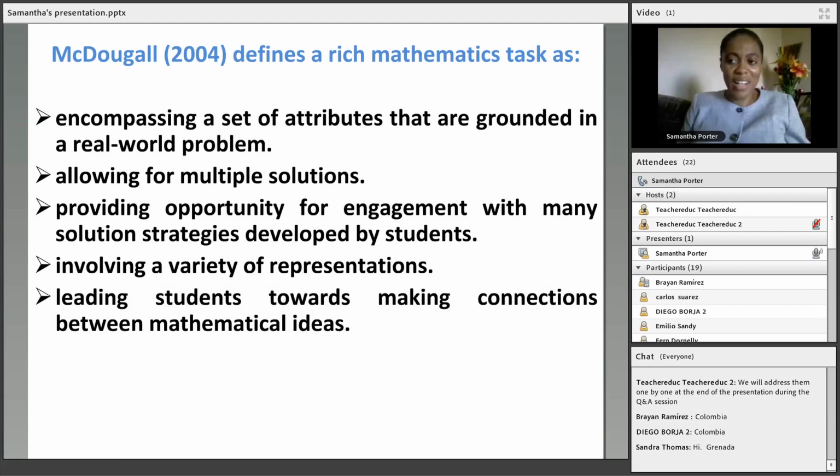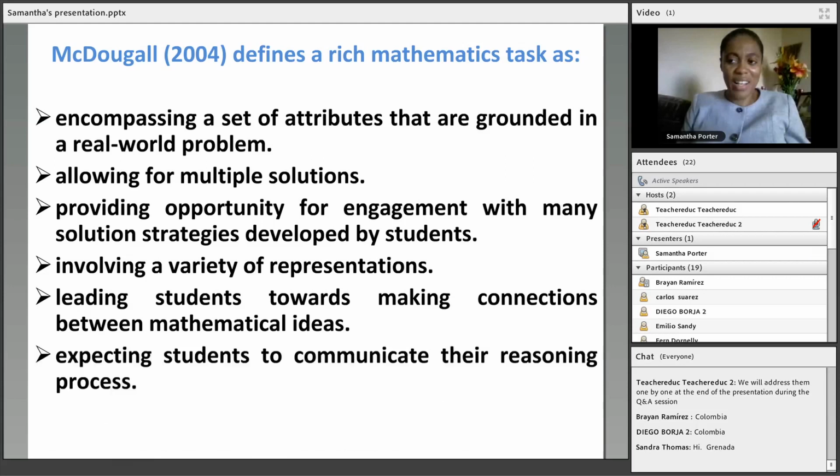Leading students towards making connection between mathematical ideas. So these tasks should allow students to make connection to their prior knowledge, make connection to other areas in the curriculum, make connection to other concepts in mathematics. So our task should be rich, engaging to stimulate this discussion within our classrooms.